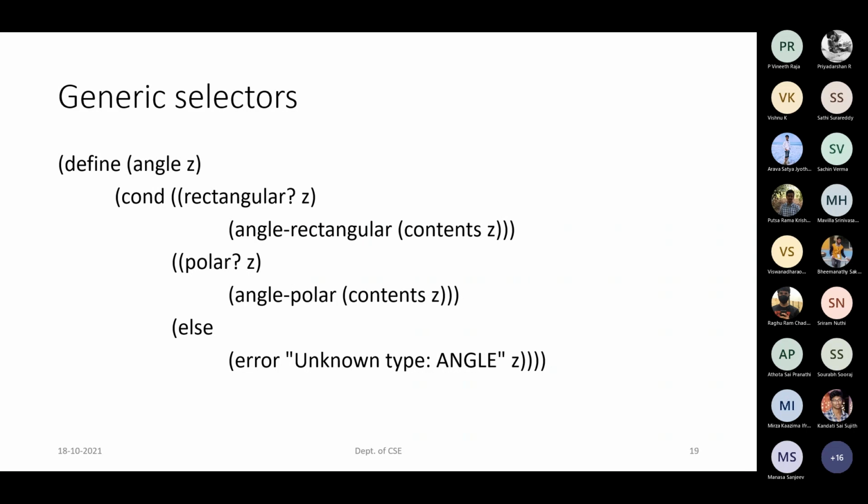Same thing with respect to angle also. So we have to take a decision whether to call angle of rectangle or angle of polar. How we can decide is based on the condition which it satisfies with respect to the tag. If the tag doesn't satisfy, it will raise an error message. So we have seen the generic selectors, the procedures related to generic selectors, just now.